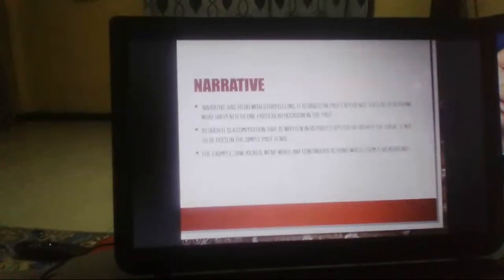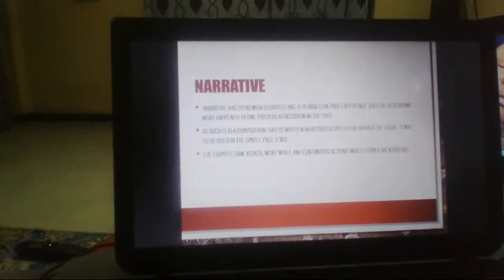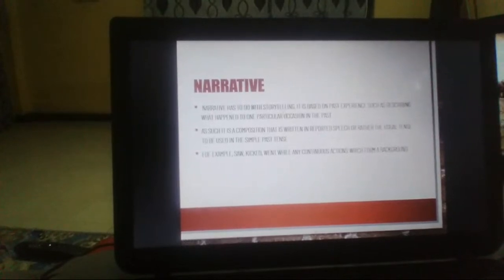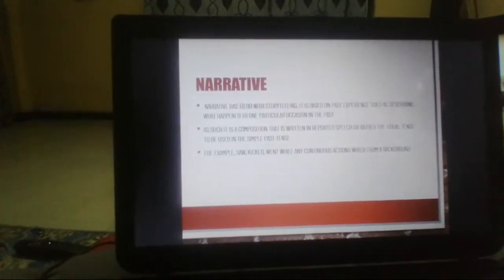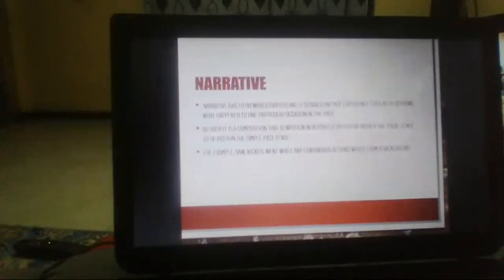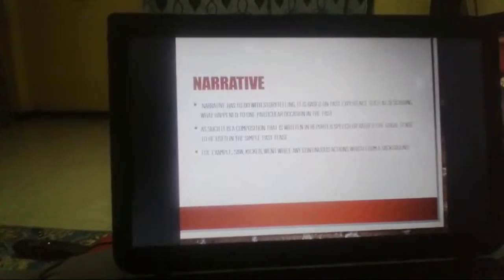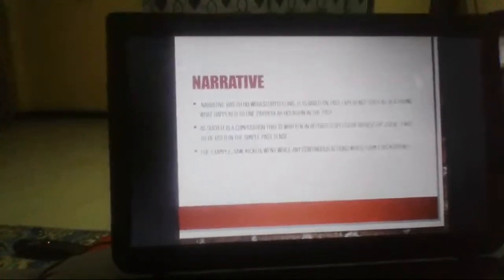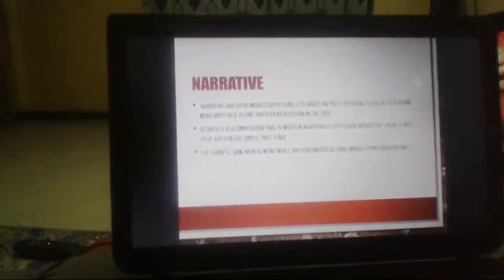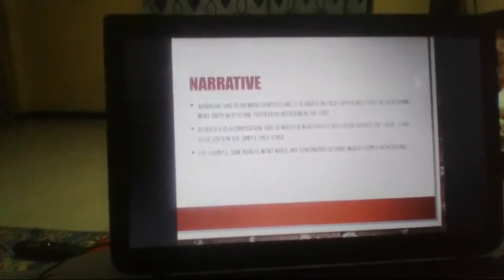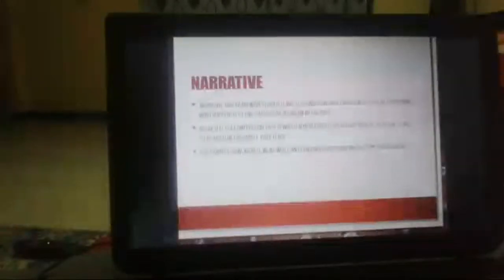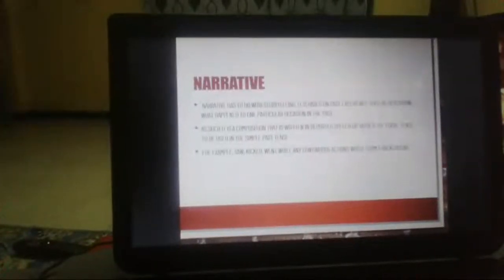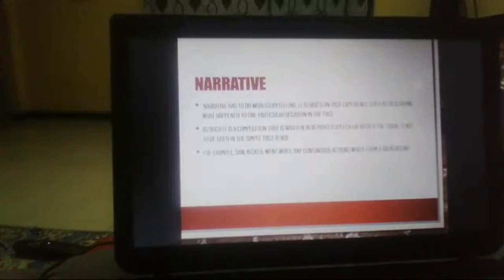And we are saying narrative has to do with storytelling. So you are telling a story. Okay? Telling a story. And narrative composition is usually based on past experience, such as describing what happened to one at a particular occasion. So something happened and you are retelling that story. That is narrative.